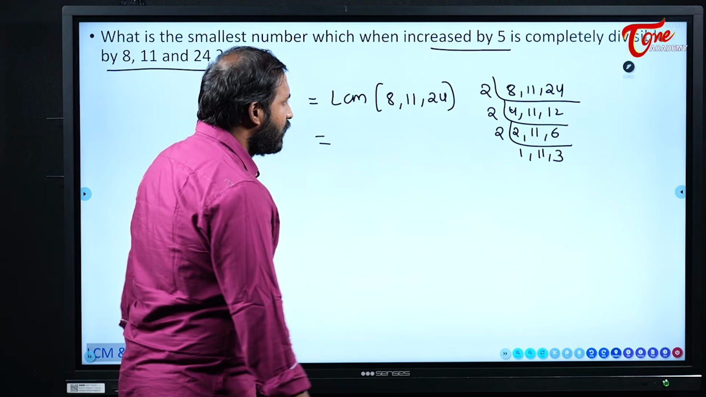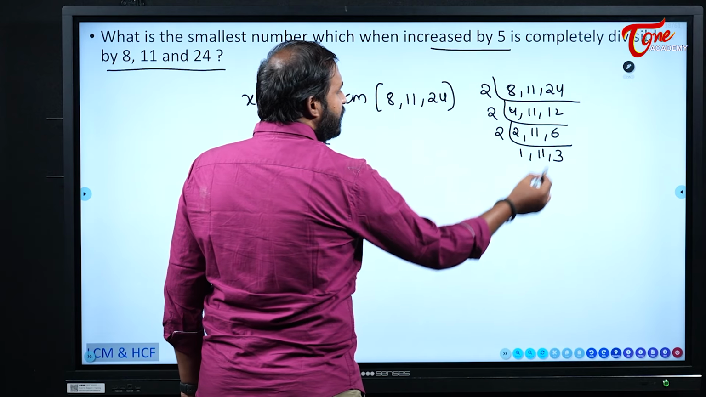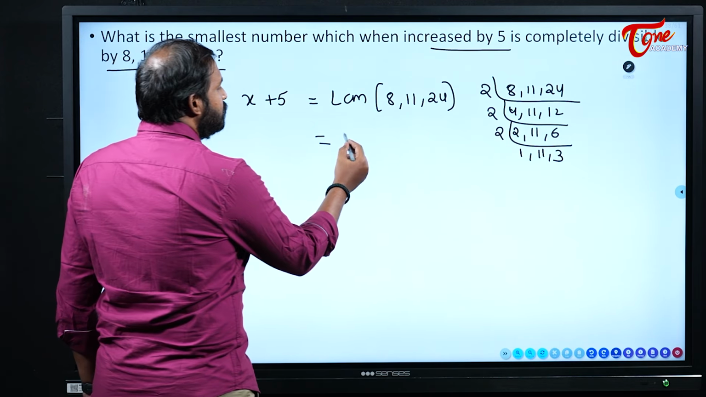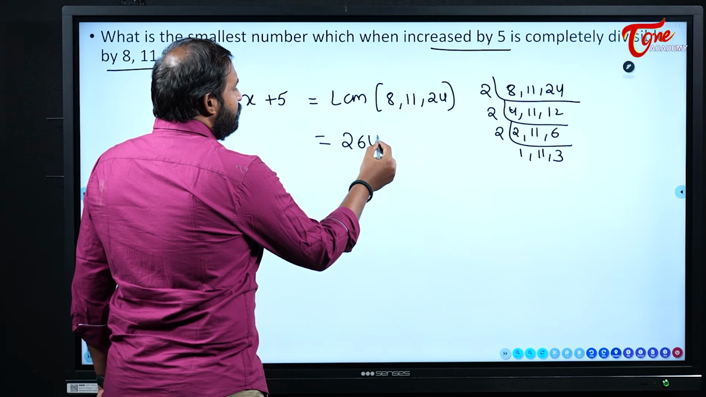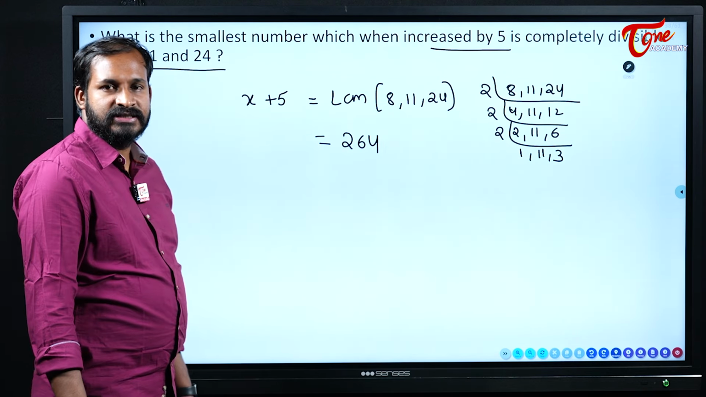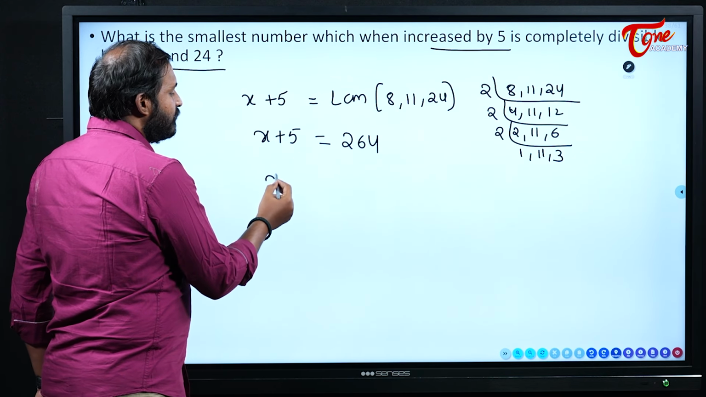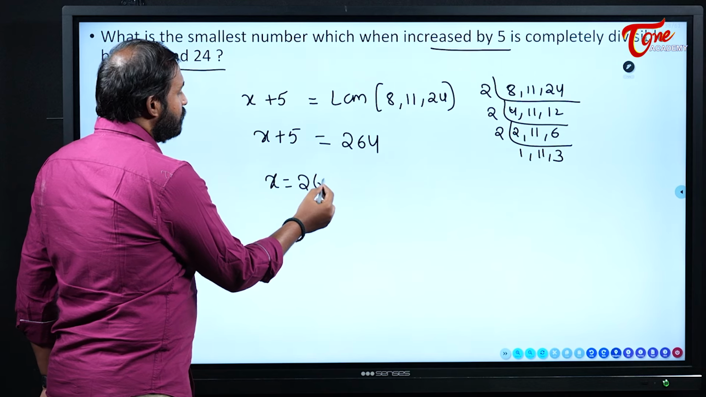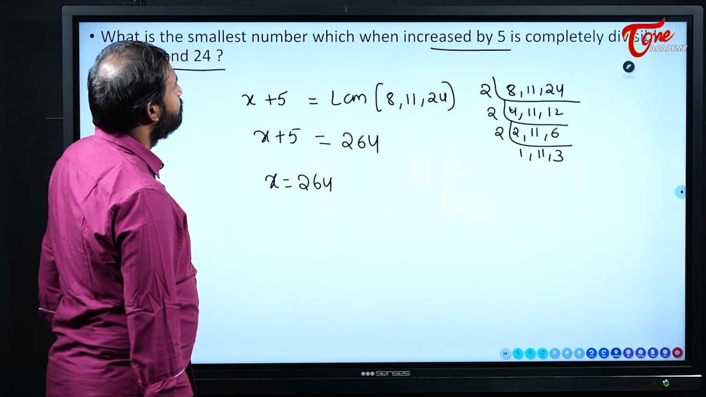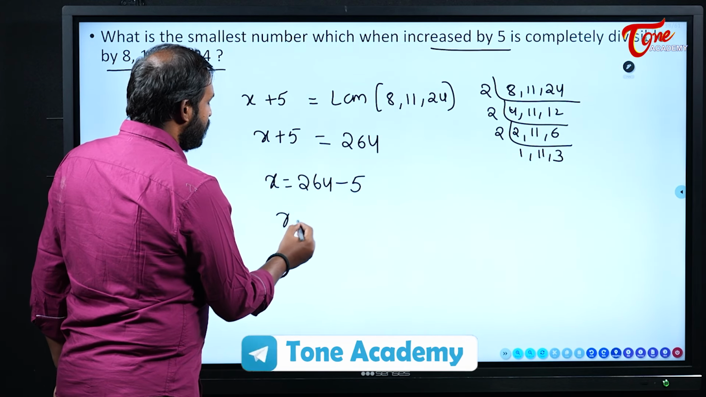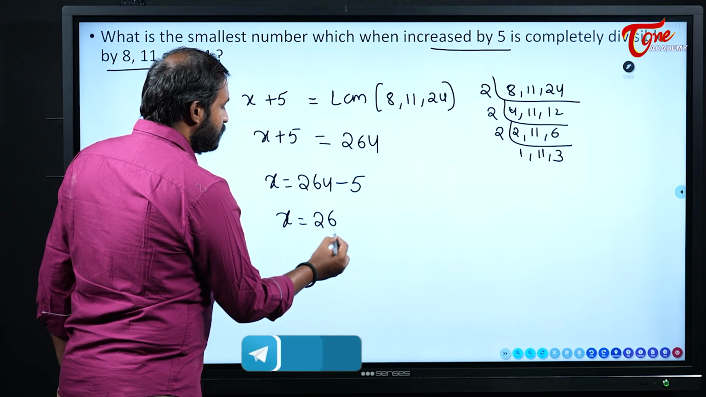Okay. So now what will I get here? 8 11s are 88, 88 3s are 264. So this is x plus 5. So now x will become what? 264 minus 5. So x value is 261.